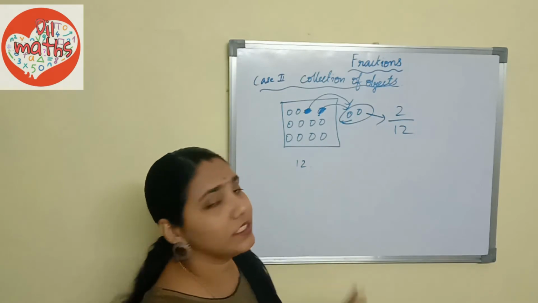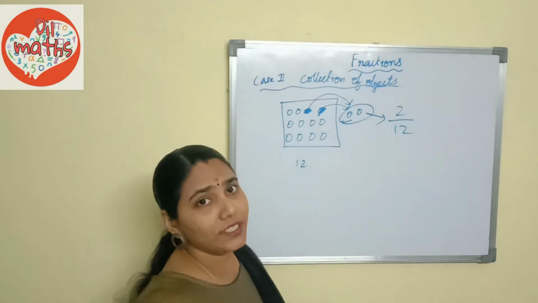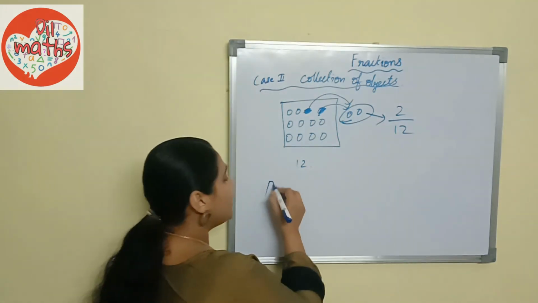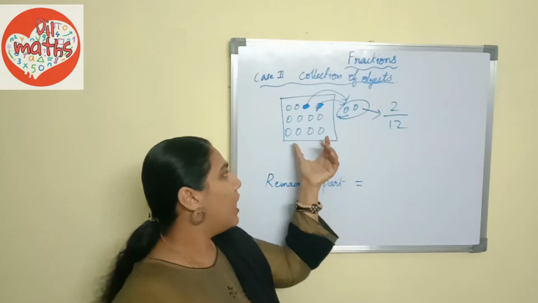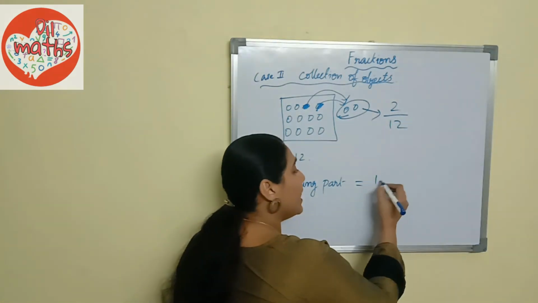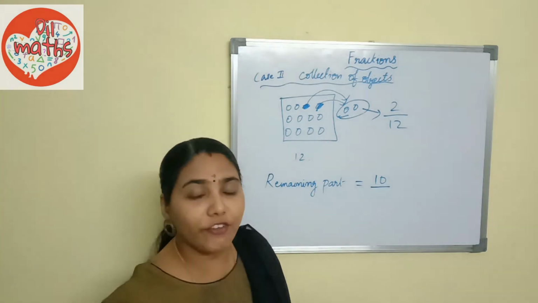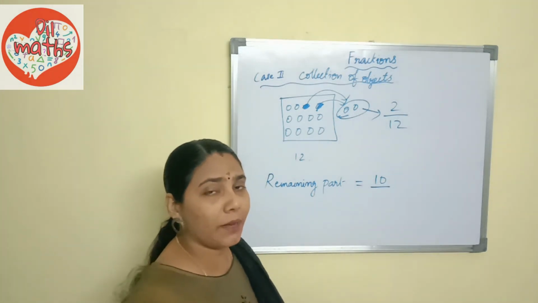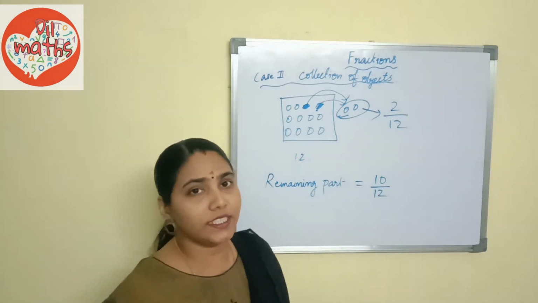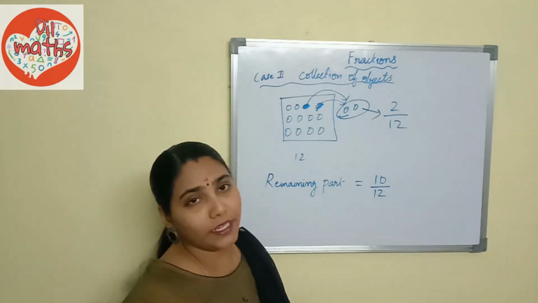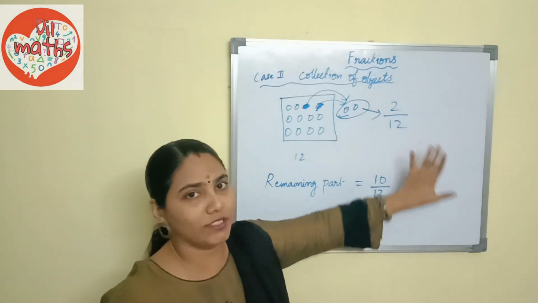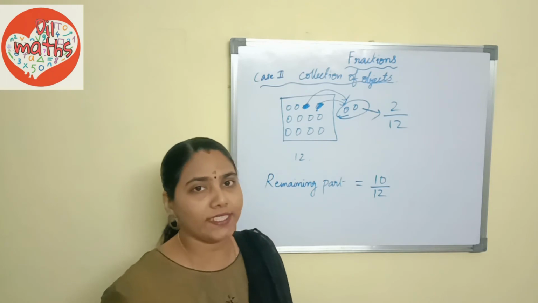And what about this? What is remaining here? 10 balls are remaining. I want to represent the remaining part by fraction. How can I represent the remaining part? Out of 12 I took 2 outside. Then how many are remaining here? 10 balls are remaining. So that will come in the numerator. And what will come in the denominator? Total number of objects will come in the denominator. Total number of objects was 12. So 10 by 12 is the number that represents the remaining part. Okay, so 10 by 12 balls are remaining. 2 by 12 I took outside. I will explain one more example.